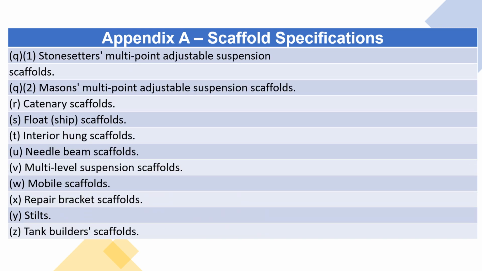Q. 1. Stonesetters multi-point adjustable suspension scaffolds. Q. 2. Masons multi-point adjustable suspension scaffolds. R. Catenary scaffolds. S. Float, ship scaffolds. T. Interior hung scaffolds. U. Needle beam scaffolds. V. Multi-level suspension scaffolds. W. Mobile scaffolds. X. Repair bracket scaffolds. Y. Stilts. Z. Tank builders scaffolds.